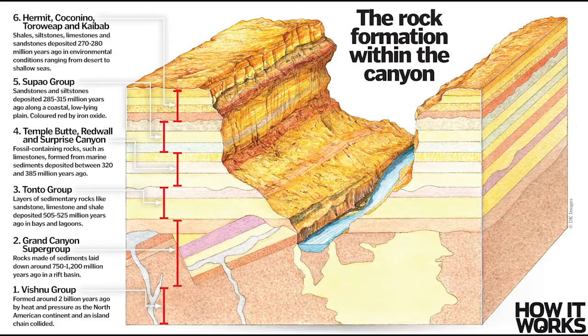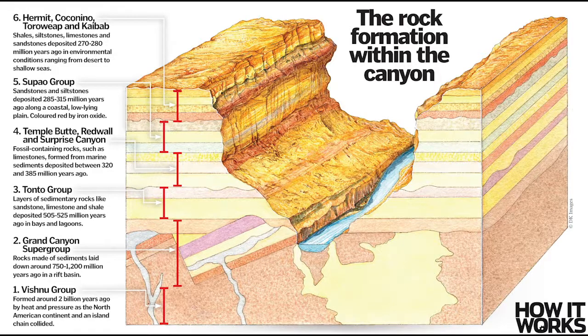Here we have a picture of the rock formations within the Grand Canyon. At the very bottom, about 2 billion years old, we have what's called the Vishnu group. This is the basement rock, and it is made from schist and granite. The schist, which is a metamorphic rock, was produced when the North American plate collided with ancient volcanic islands.